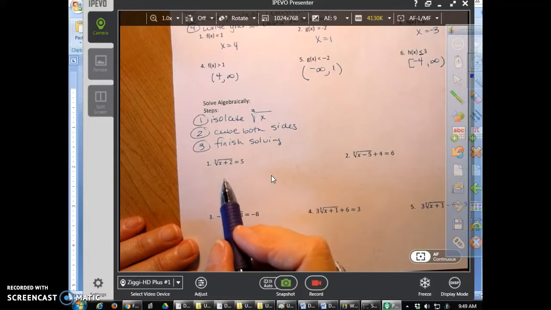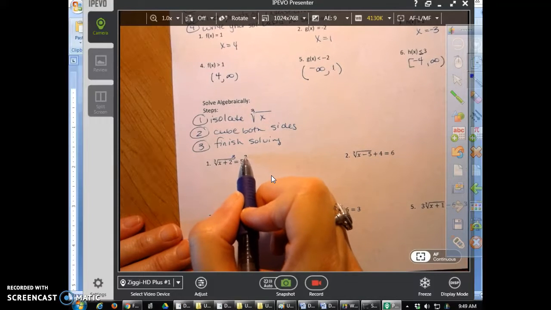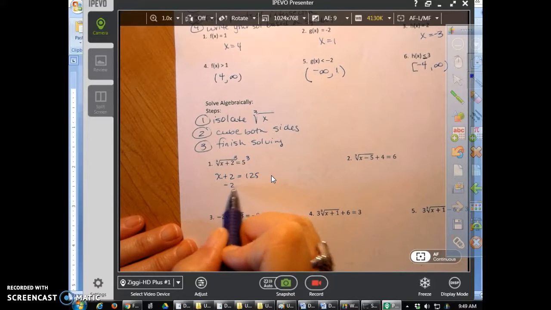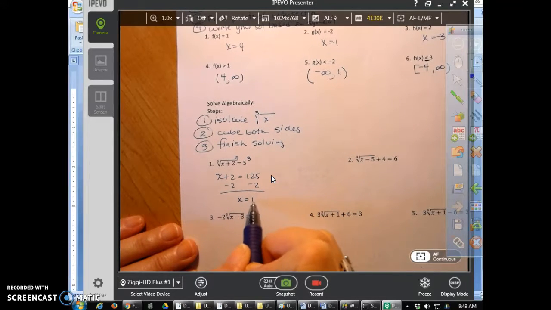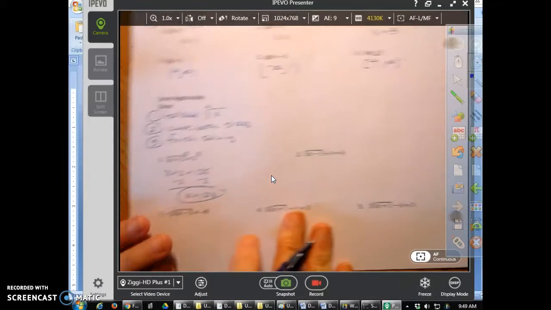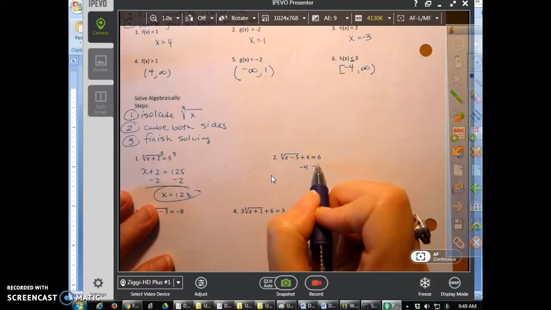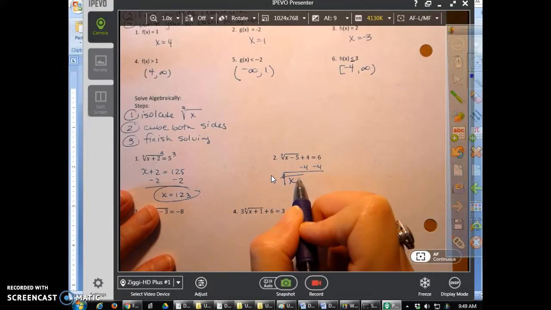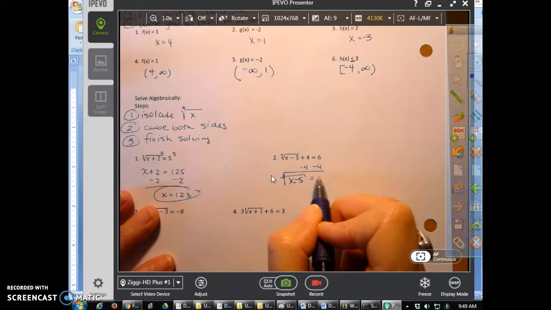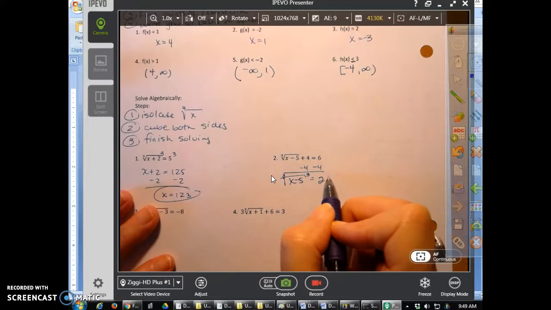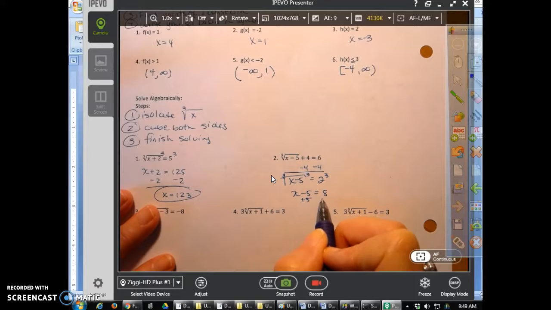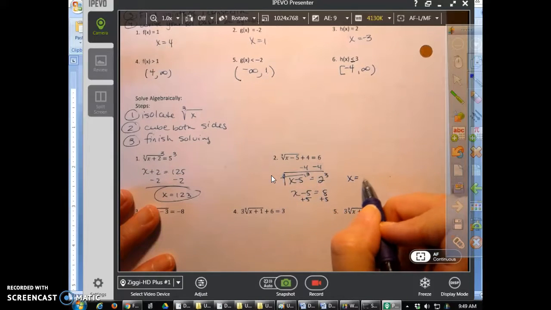So I'm going to go right in with this one and cube both sides. So x plus 2 is equal to 125. Subtract 2 and you get x is equal to 123. Okay, do number 2, subtract 4. I get the cube root of x minus 5 is equal to 2. Cube both sides, I get x minus 5 is equal to 8. Add 5, and I get x is going to be 13.